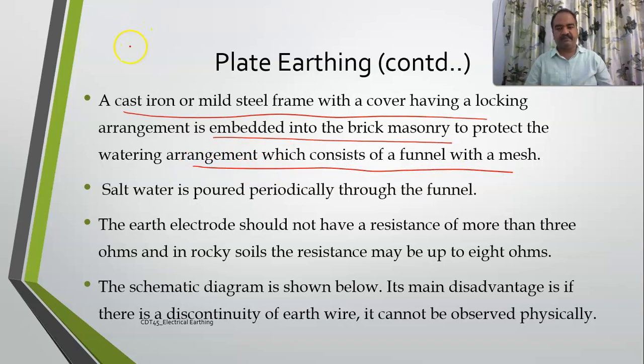In this entire pit, you will be pouring some water and it will be covered in brick masonry, or you can have some sort of strip arrangement also, which is good. Generally we use bricks so that it doesn't fall off. You are supposed to pour in some salt water, which will act as a conducting material. Your earth electrode must not have a resistance of more than 3 ohms. If it is rocky soil, you can go up to 8 ohms, but if it's normal soil, it shouldn't be greater than 3 ohms.